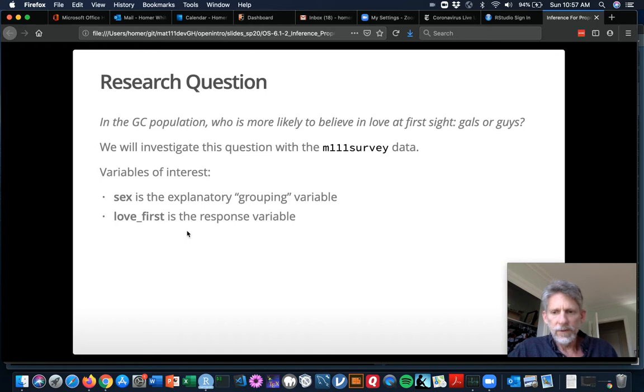So when you look at the view of the data or read the help, you'll find two variables that are going to be of interest. One is the sex of the person. Think of that as the explanatory variable that might affect their views on whether or not there's such a thing as love at first sight. That's recorded in the love_first variable. We'll think of that as the response variable. So it's a two-variable situation here.